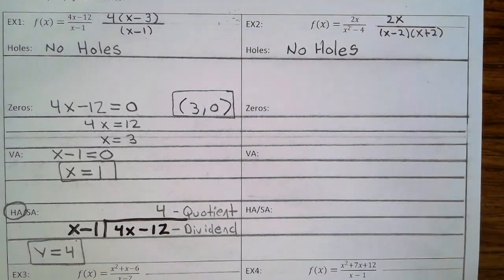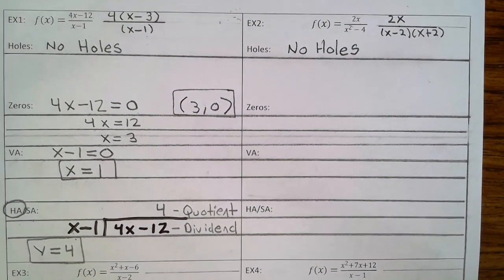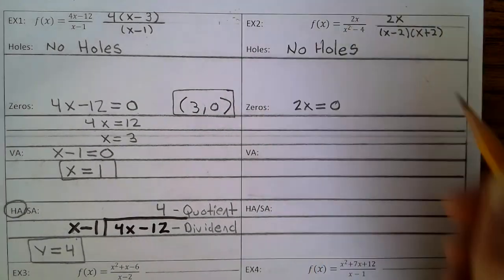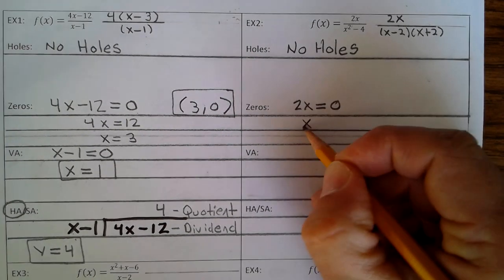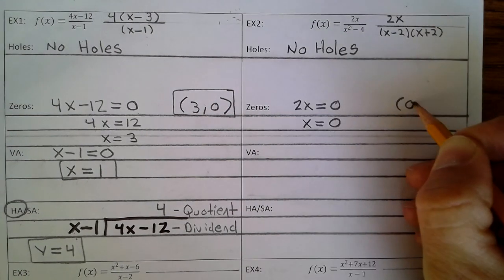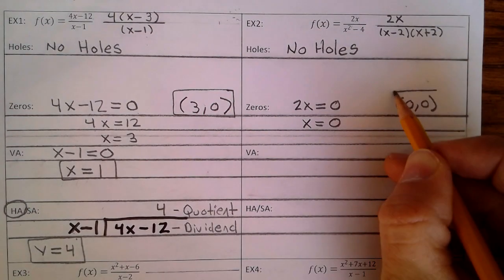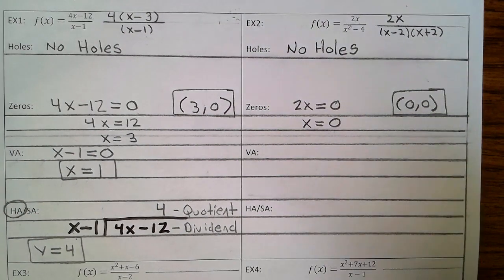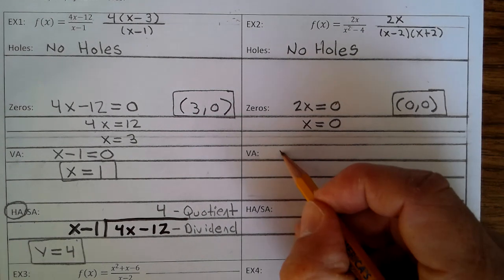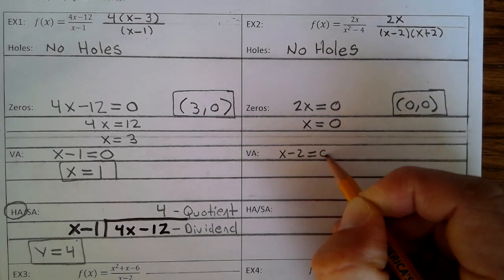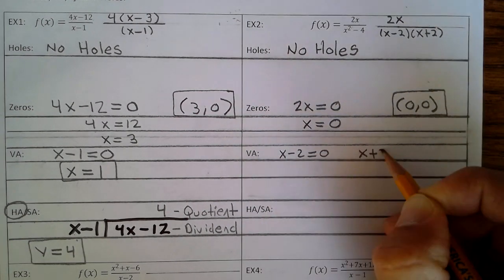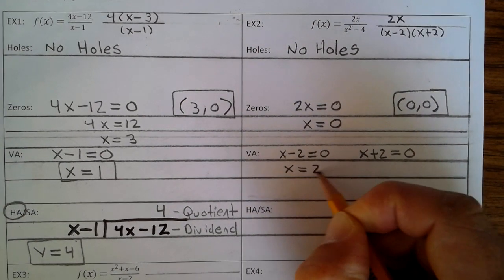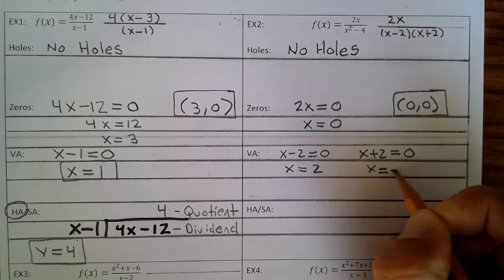Okay, now zeros, you set the numerator equal to 0, so 2x equal to 0. So x equals 0. So your zero is (0, 0). Okay, for the vertical asymptote, you set the denominator equal to 0. So x minus 2 equal to 0, and x plus 2 equal to 0. So x equals 2, and x equals negative 2 are your vertical asymptotes.